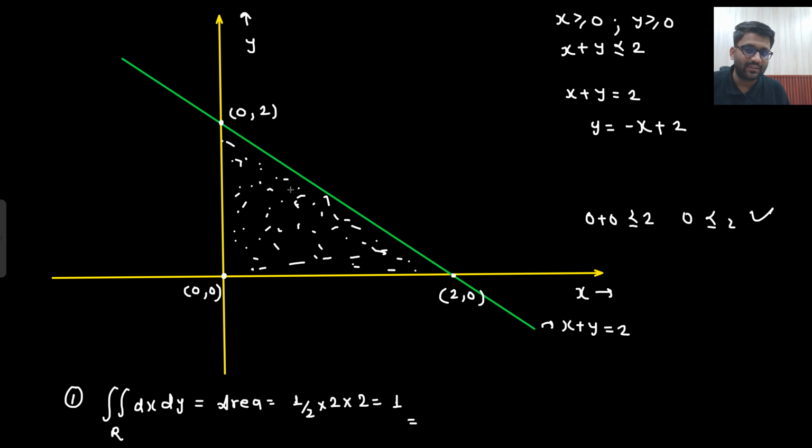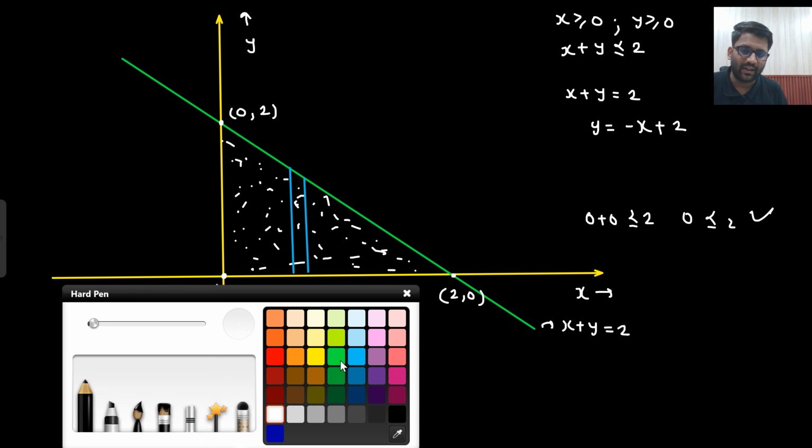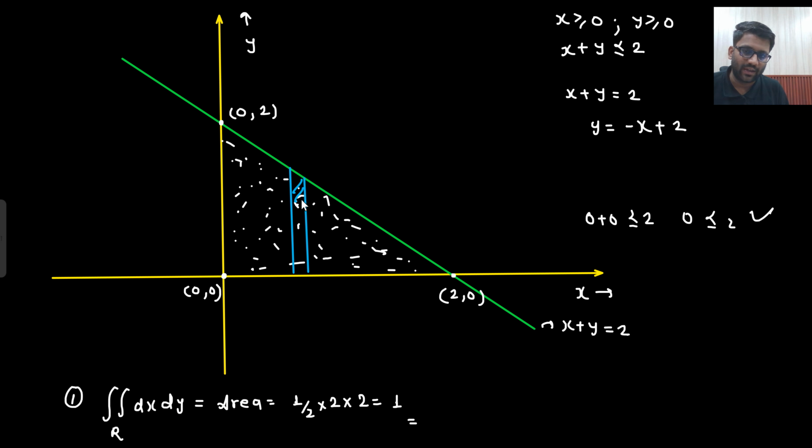We can take a vertical strip as well, we can take a horizontal strip as well. Usually we take the vertical strip. So what I will do is that I will take a vertical strip here. So I have taken the vertical strip.